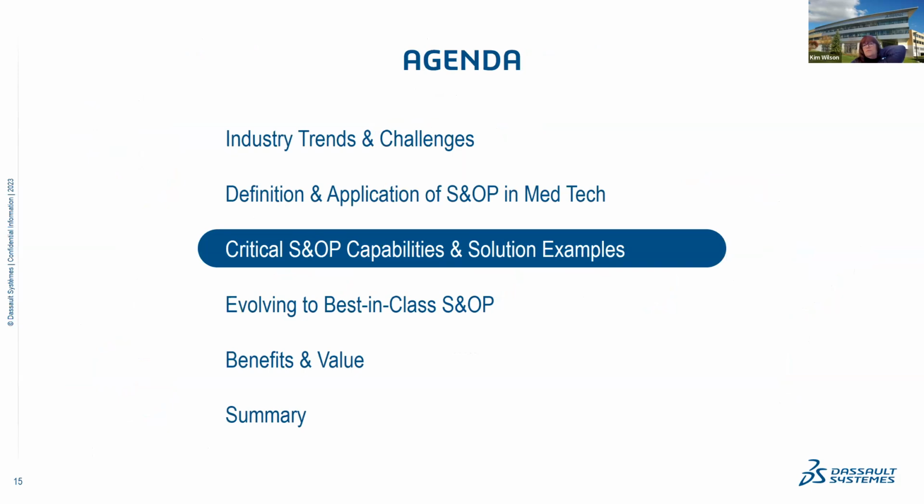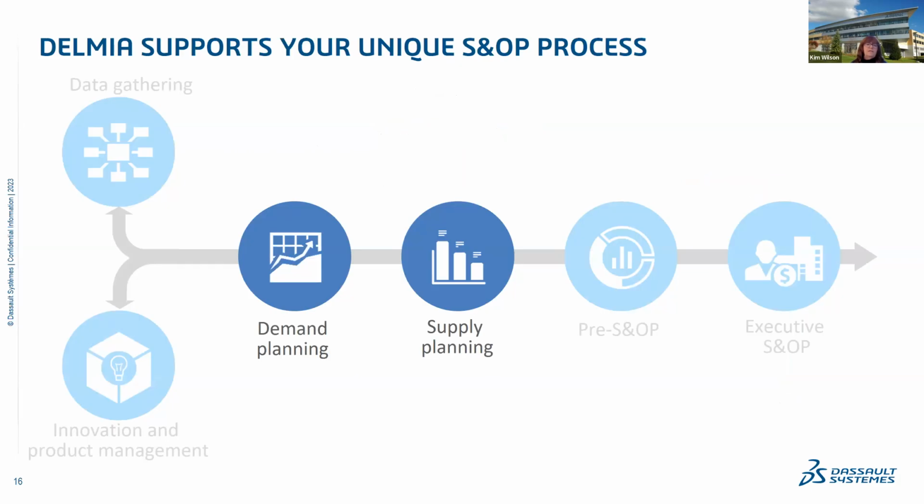So what are some of the critical capabilities in the process? Ultimately, we're going to take a look at that, and then I'm going to show you some examples of how this tool is actually used. So we're back at this building block slide, but we're going to zero in on demand planning and supply planning. And we're going to look at the capabilities that enable a best-in-class S&OP here.